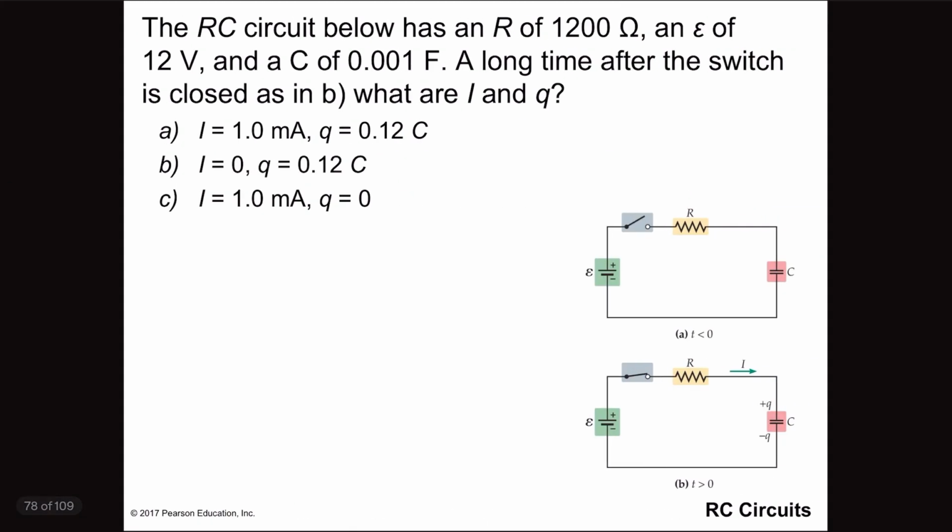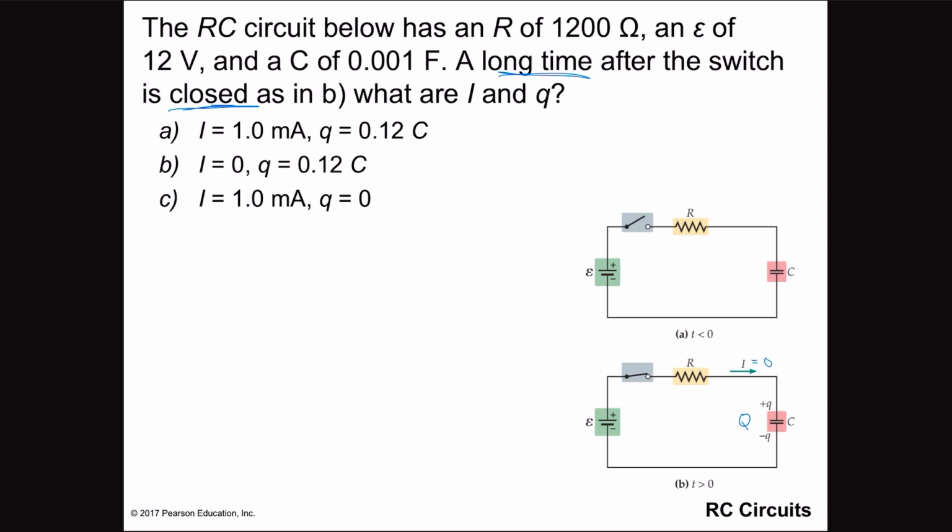All right, let's try the next one. The RC circuit below, same circuit as before. It says, what are I and Q after the switch is closed? So a long time after the switch is closed, which means we've let it fully go and totally fill up the capacitor. If that is the case, this is going to have some charge Q, and it's going to be full, which means I, that current, is going to equal 0.